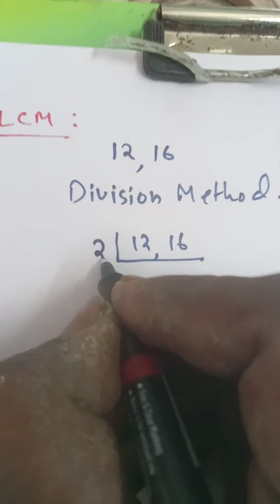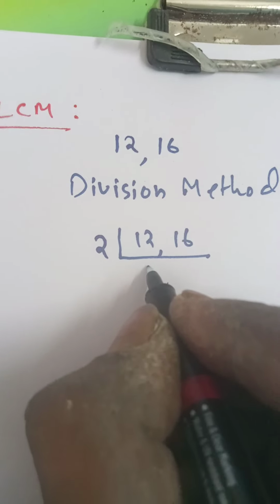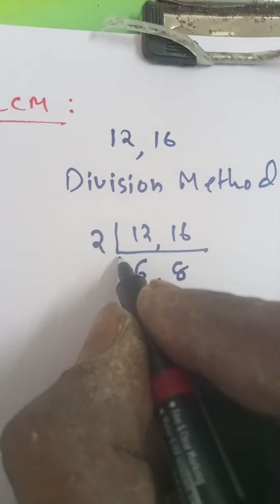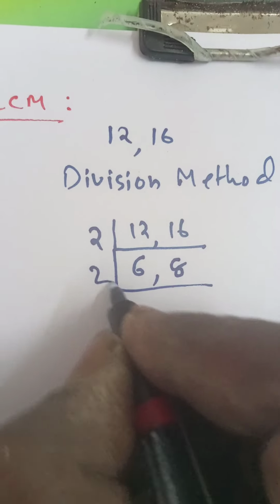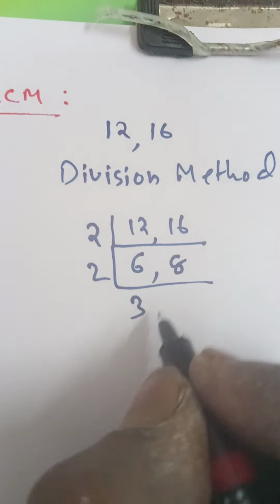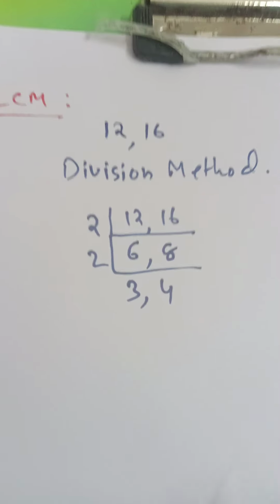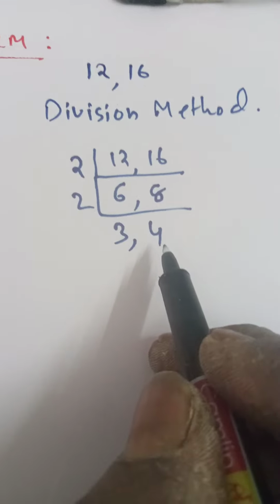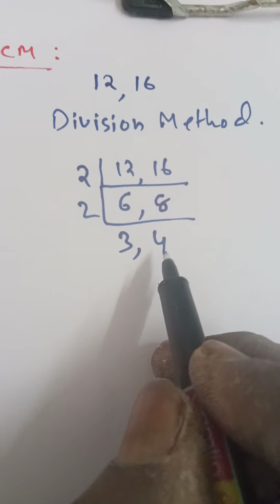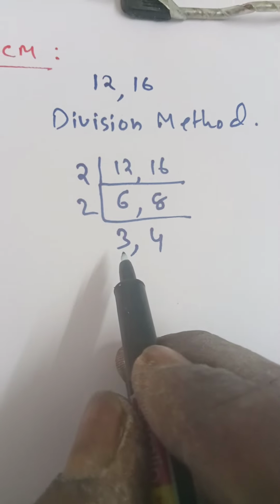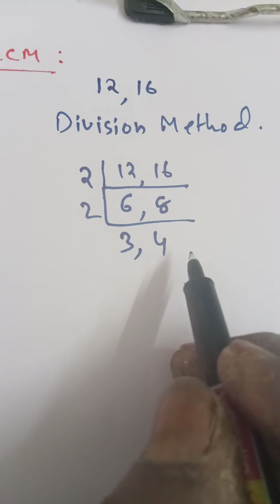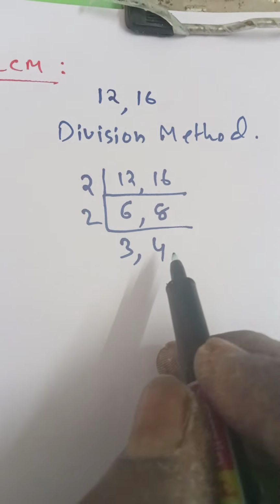In the 2 table, we can write 2 6s are 12, and 2 8s are 16. Again dividing by the 2 table, 2 3s are 6 and 2 4s are 8. So once you check the last step, 3 and 4 we got. 4 has the factors 1, 2, 4. It is divisible by 2, but 3 is not divisible by 2. That means there is no common factor for both of them other than 1. 1 is the only common factor.